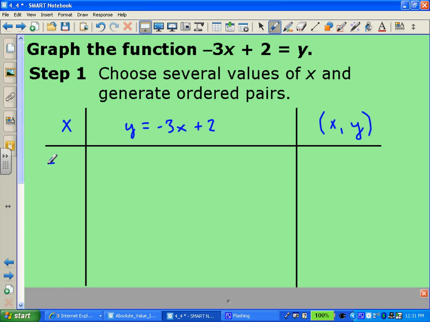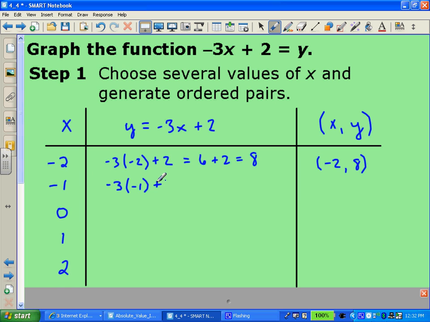So when we are not given values, we're always going to use the same 5. Negative 2, negative 1, 0, 1, and 2. Those are going to be my x values. So I'm going to go through the same process here. I'm going to plug each value in to my equation. So negative 3 times negative 2 is positive 6, plus 2 is 8. So my ordered pair there would be negative 2, 8.